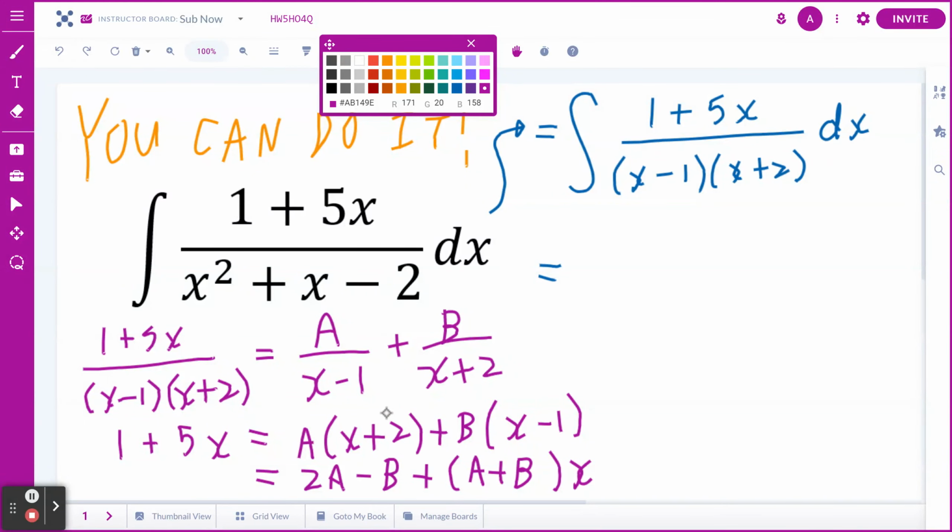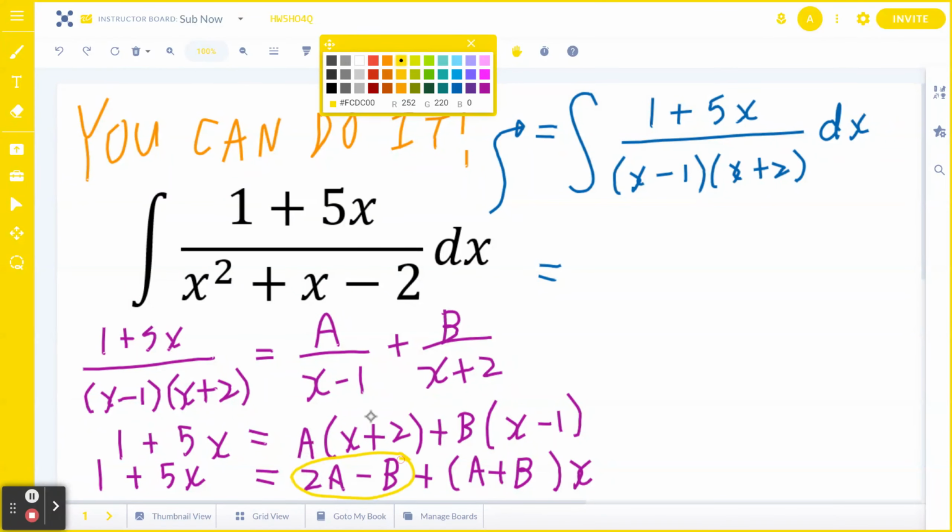And again, I want to make sure no one's left behind. This is 2A, this is minus B. Once you can see it in this factored form, the rest is very systematic, because on the left-hand side, there's the 1, there's the 5 times x. And all you're essentially doing is solving for A and B. So there are two equations with two unknowns. And I'm going to circle them for you.